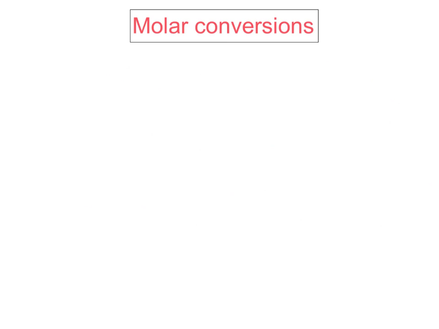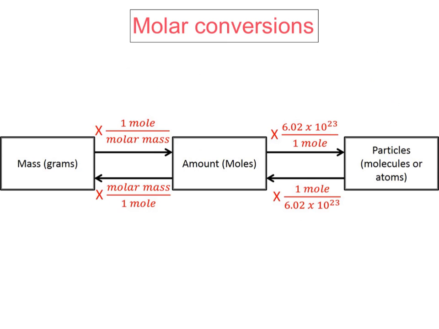So, to summarize molar conversions, I'm going to give you a graphic organizer. In this graphic organizer, you can see the conversion going from mass, which is grams, to moles, to particles, and backwards. So when you're going from just grams to moles, this is what you're going to focus on. So if I'm going from grams to moles, I'm going to use molar mass on the bottom and 1 mole on the top. If I'm going from moles to grams, I'm going to have molar mass on the top and 1 mole on the bottom.